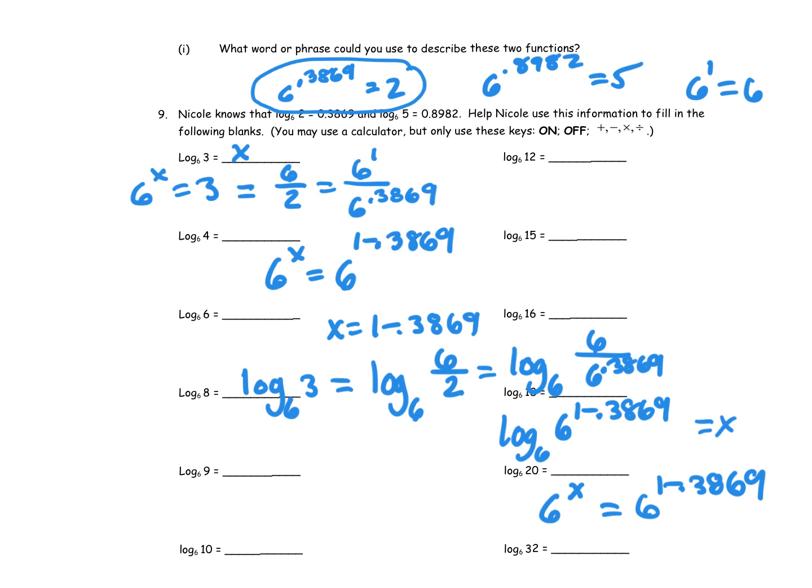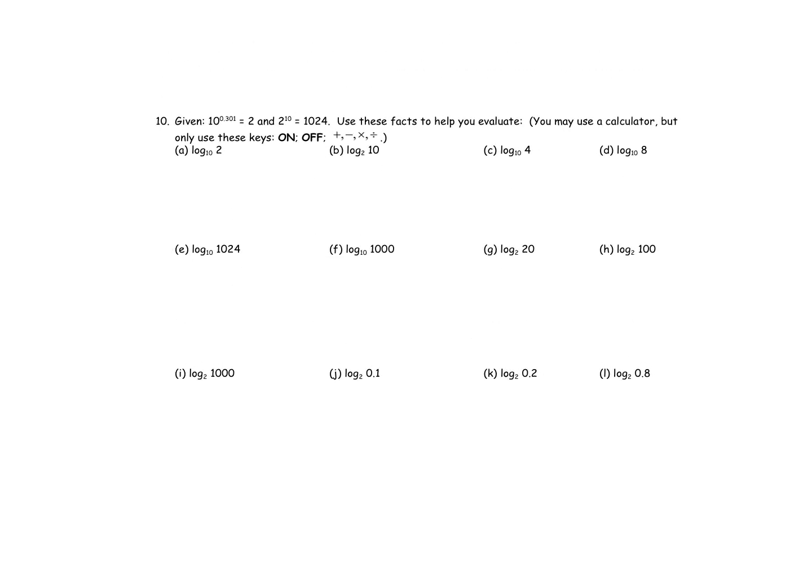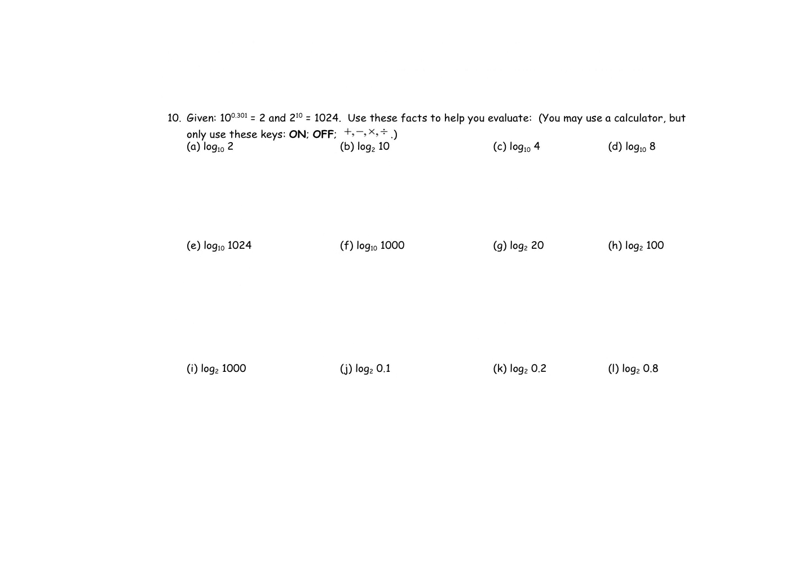Either keep it in the log for a bit longer until you get to base 6, or you can initially change it to exponential and then work to put everything in terms of base 6. Okay, so that's 9. Let's now look at 10, which is similar, but also a little different. Okay, so 2 pieces of information were given. 10 to the 0.301 is 2, and 2 to the 10th is 1024.